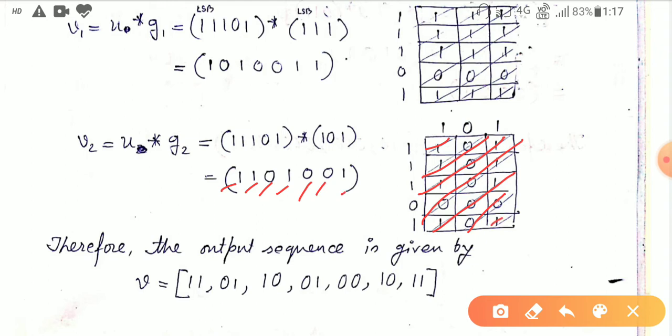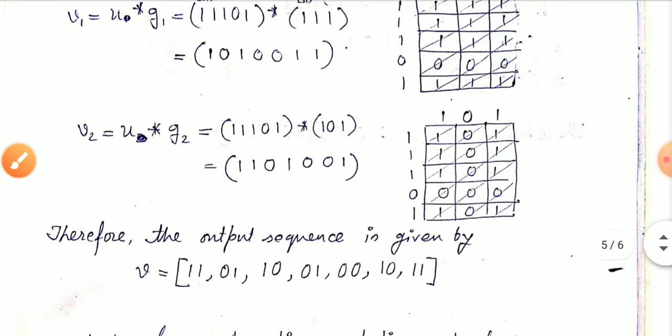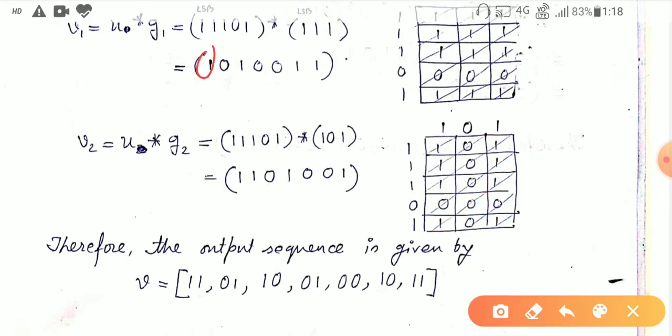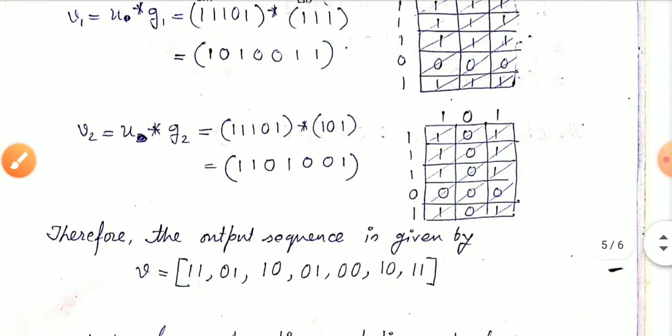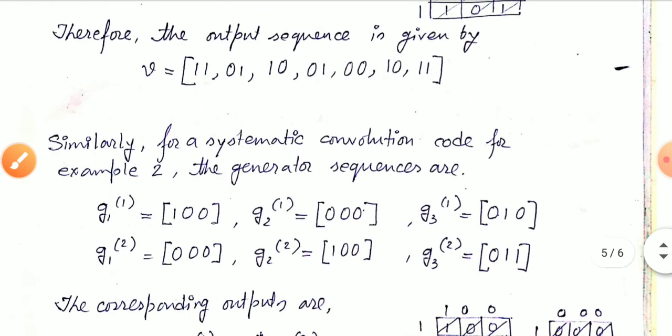So what will be the sequence? We just write down one after another. So the encoded output will be defined as 1, this is 1, so write down 11 first, then this is 0, then 1, so this is 01, this is 1, again this is 0, so this is 10. In this way you can get the output sequence. So this is the process by which convolution coding can be done.